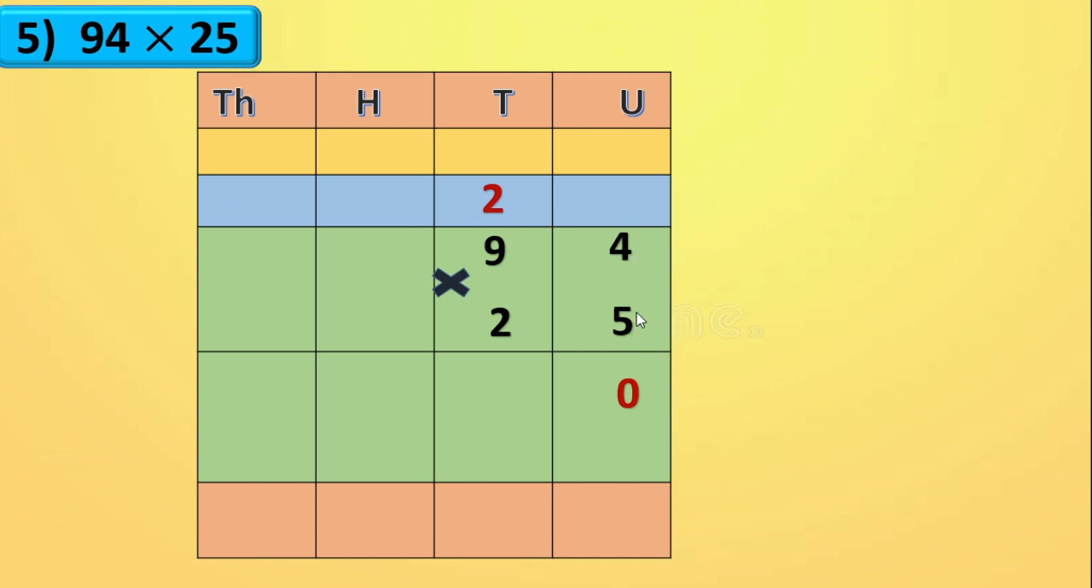Okay, now 5 fours are 20, 2 here. Okay, then 9 fives are or 5 nines are 45. 45 plus 2, that is 47, isn't it? Okay, 4 will be carried over to hundreds place. Now nothing is there, so we will write 4 here. Correct? Now first step is over.